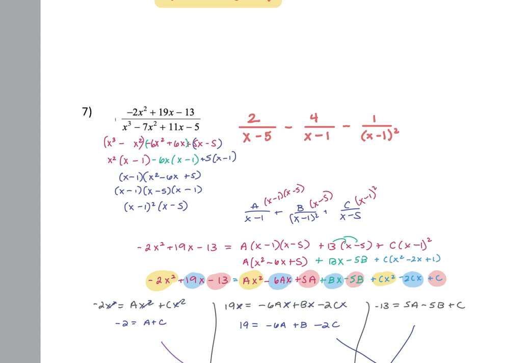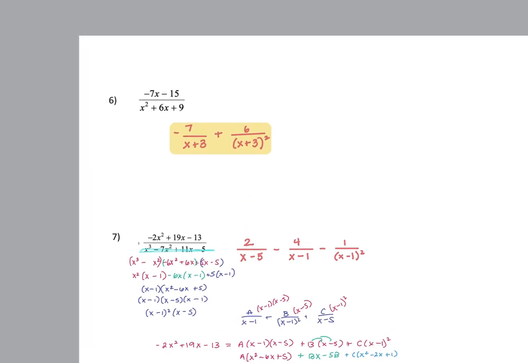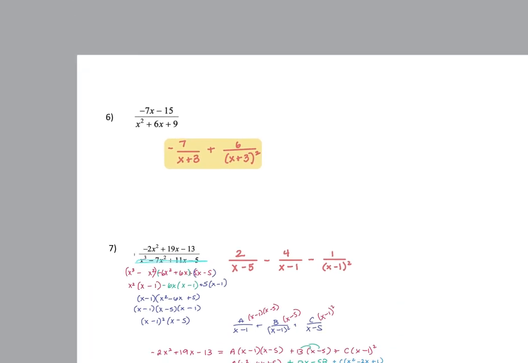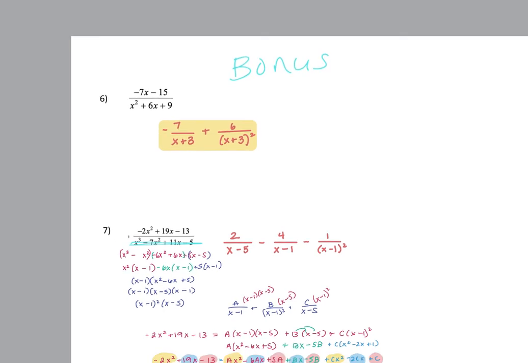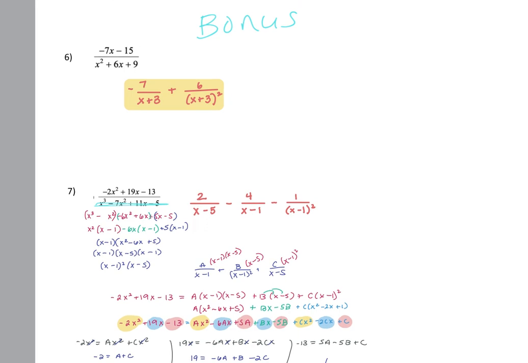I will not do a non-factorable denominator, but there will be a repeated factor, so make sure you know how to do these, okay? This is like that bonus one. 7 would be the repeated factor one, so that's like the bonus question.